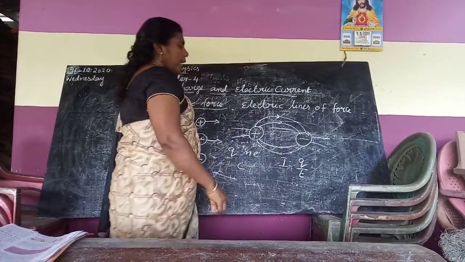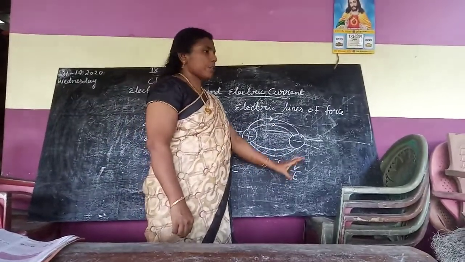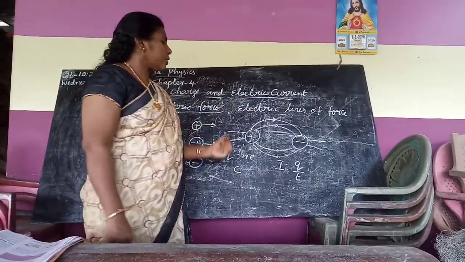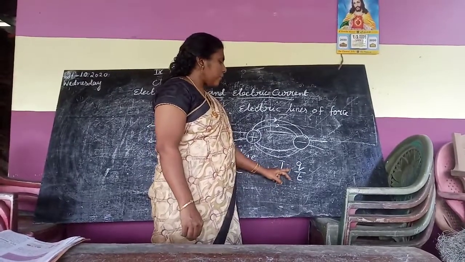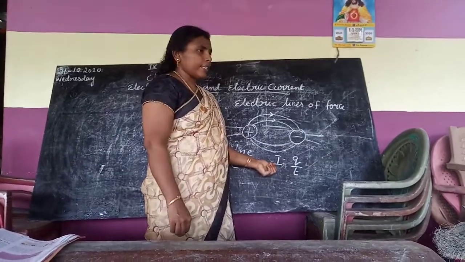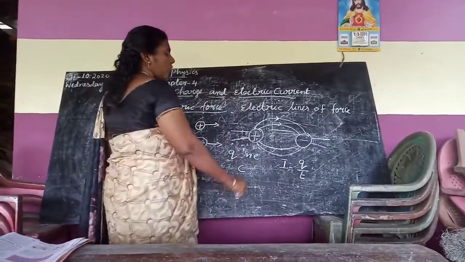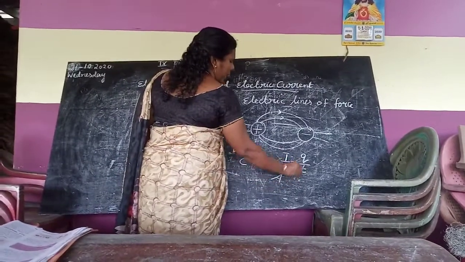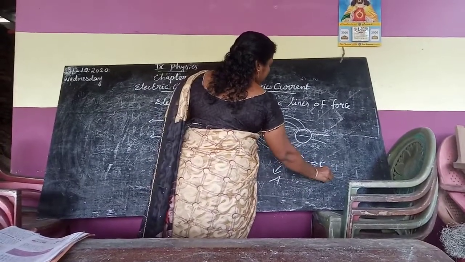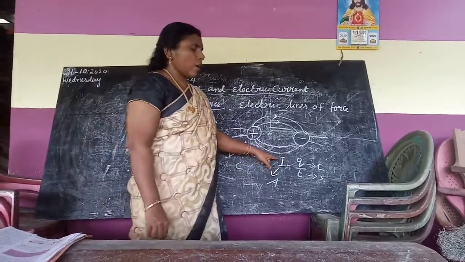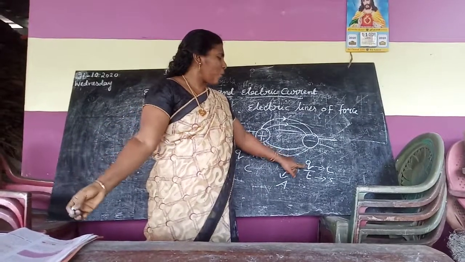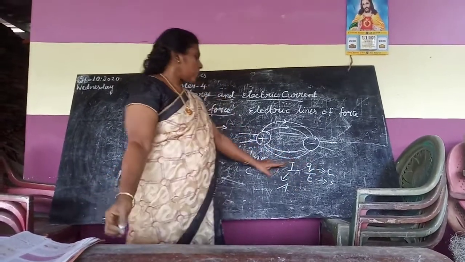So electric current means flow of charge. Flow of charge is called electric current. So I equal to Q divided by T. T means time, Q is electric charge, I is electric current. Now the unit of electric current is ampere, the unit of electric charge is coulomb, and the unit of time is second. So all these units you have to learn.